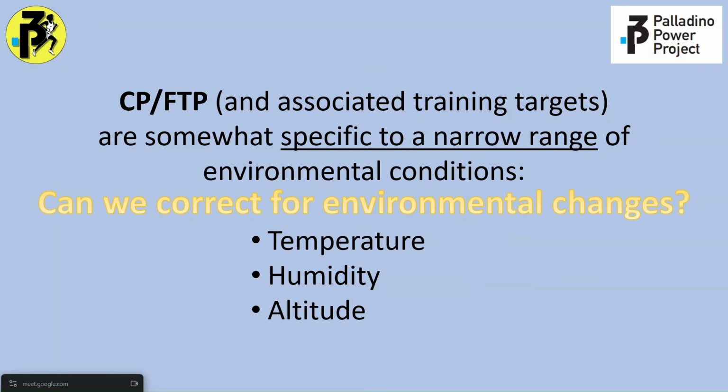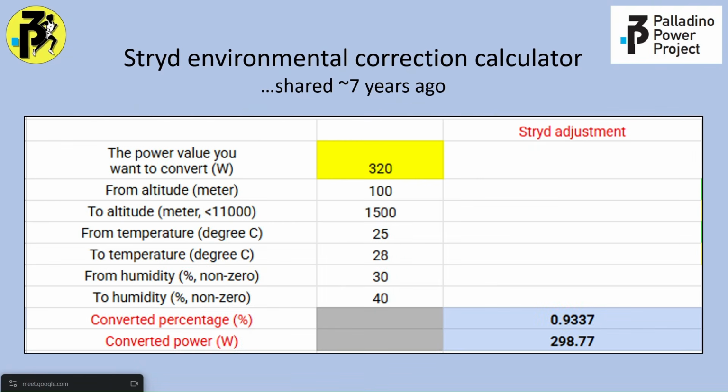And so the question is, can we correct for environmental changes? Can we correct CP? Can we correct training targets for environmental changes? And the answer is yes. The Stryd folks developed a fabulous environmental correction calculator, so to speak, and shared it with us about 7 years ago. And here's an example where, okay, 320 watt CP, let's say, and this person is going to altitude from 100 meters up to 1,500 meters. And the temperature is a little bit different, right?